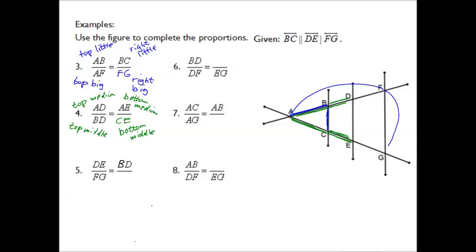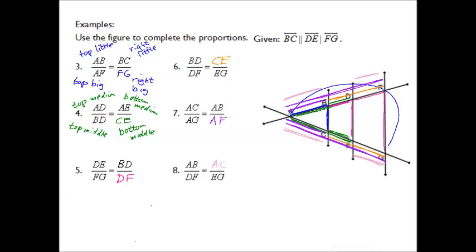Okay, why don't you go ahead and stop the video now, do the next few yourselves, and then compare your work with my solutions. DE, the middle vertical one related to FG, the vertical one on the right, has to be the same as BD, the top middle one related to DF, the one to the right.